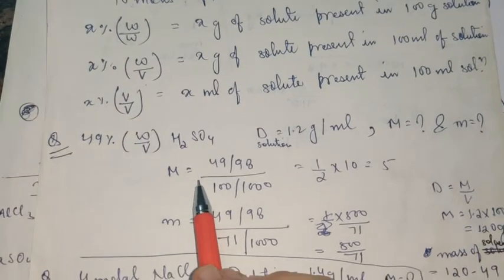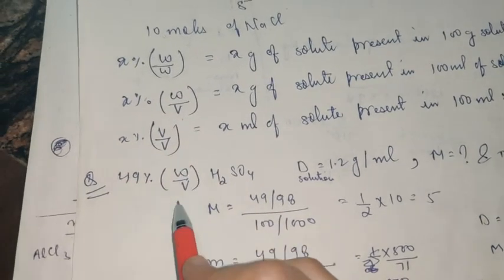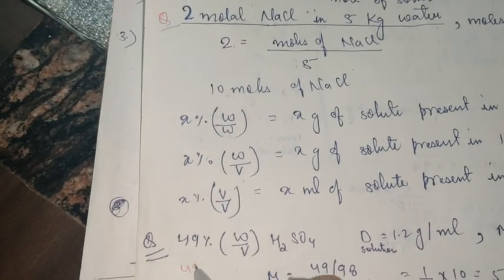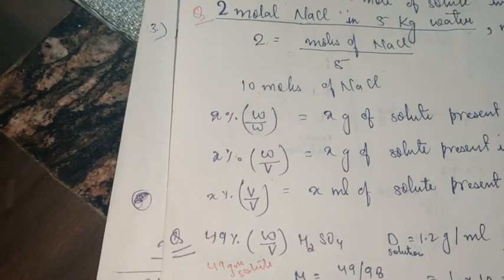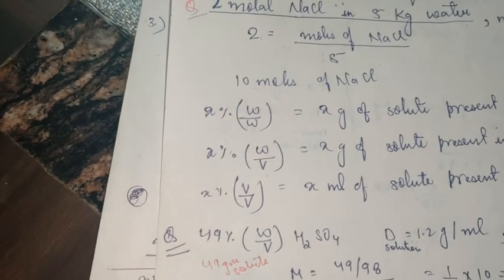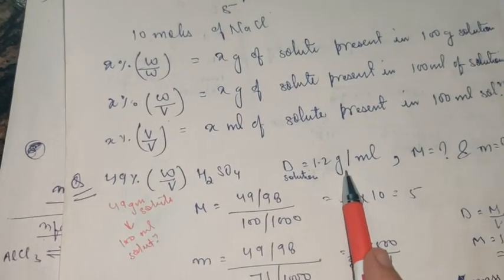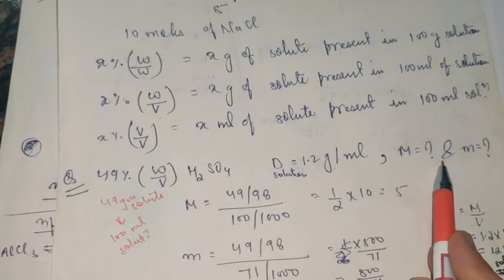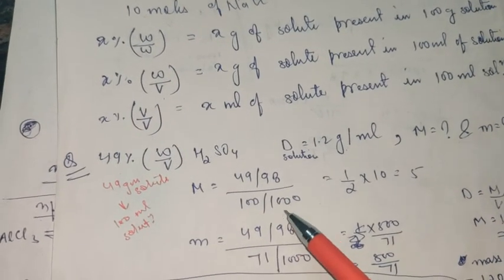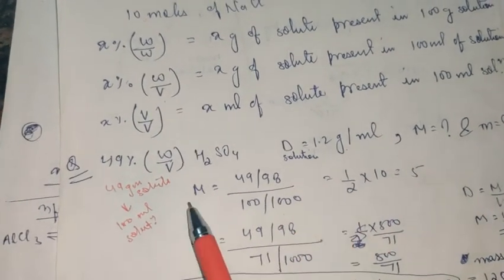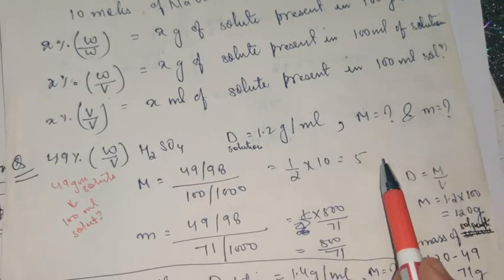So here is the solution. Molarity, first of all, what is the information that you are going to get from this? 49% W by V means that 49 gram of solute is present in 100 ml solution. So this is the information that we have from this concentration term. Density of the solution is given, and molarity you have to find out. For molarity, what do we do? We divide moles by the volume, right? We have both. The weight is 49 gram, volume is 100 ml. So we have substituted the values and you will reach the answer.